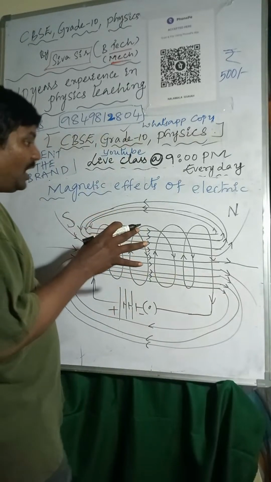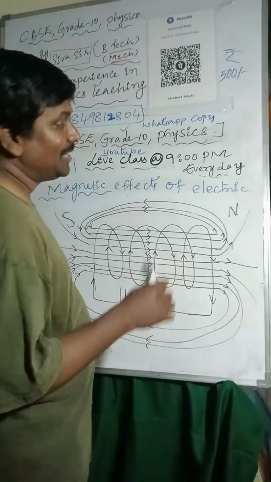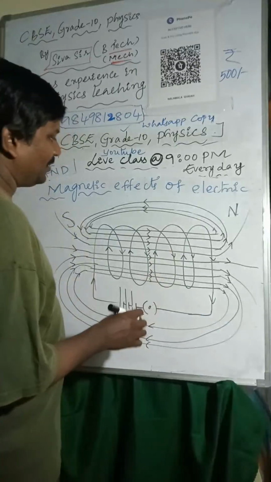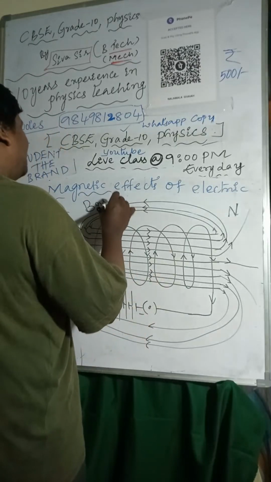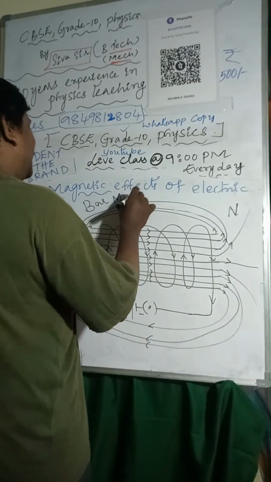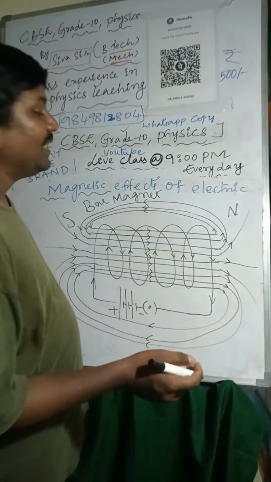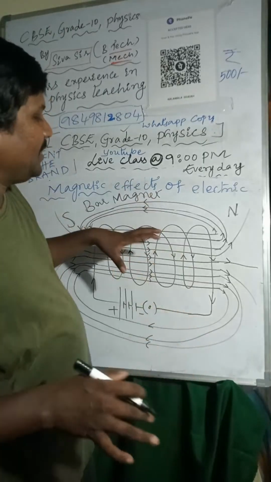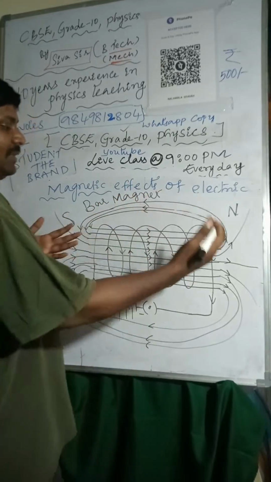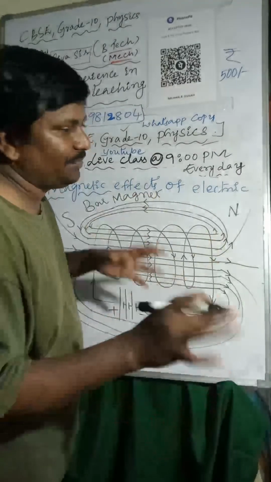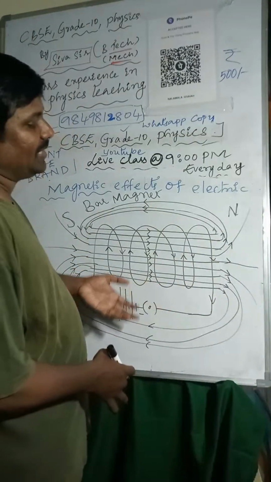So I hope you heard these points from one concept, that is the magnet. What is that magnet? Bar magnet. So the property of the solenoid is similar to the bar magnet. A few dissimilarities are also there, but let's take the similarities.